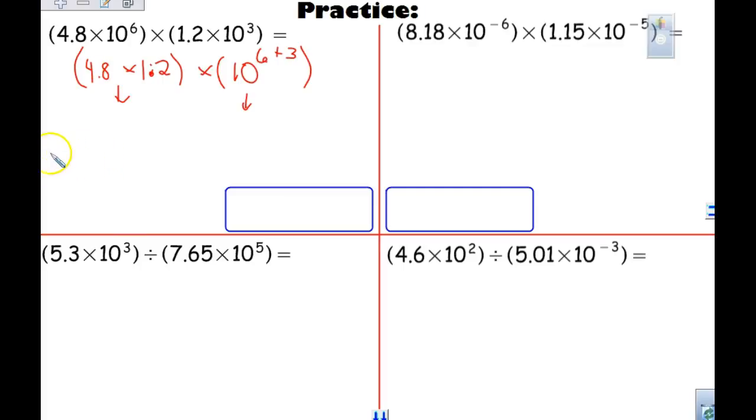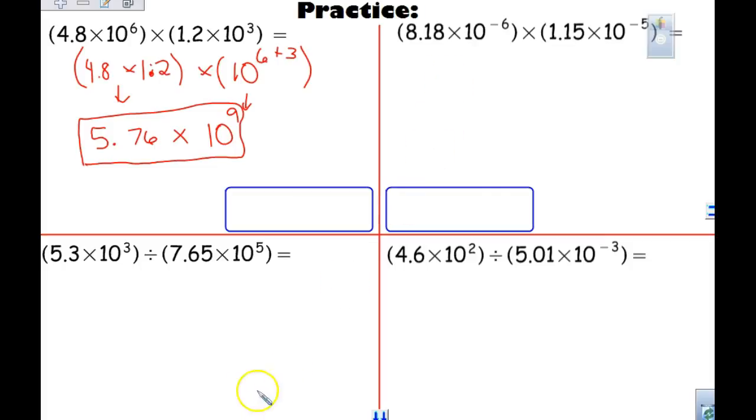Courtney, what'd you get? 5.76 times. Fiona, when I multiply the 10 to the 6th and 10 to the 3rd, I end up with 10 to what power? By adding those. 10 to the 9. Is this in scientific notation? First number between 1 and 10 times 10 to a power. This is our answer. We are done.